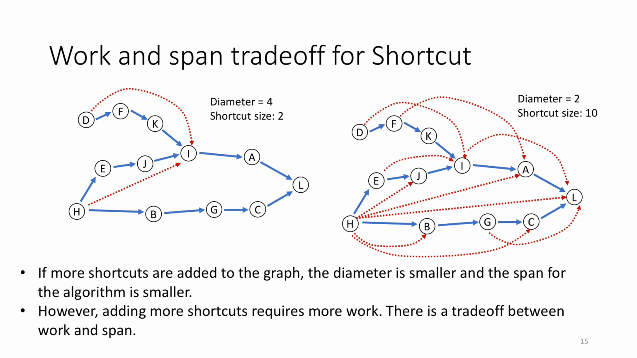For shortcuts, one thing to notice is the work-span trade-off. In this example graph, if we want the graph diameter to be smaller, we have to add more shortcuts. However, adding more shortcuts requires more work, so there is a trade-off between work and span.